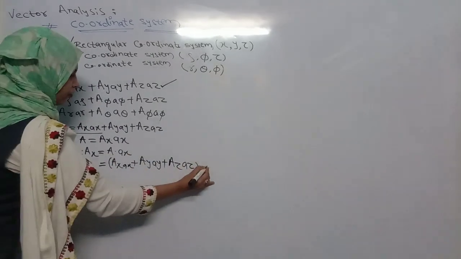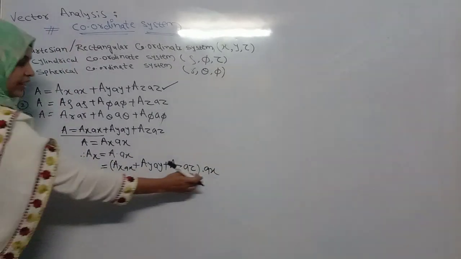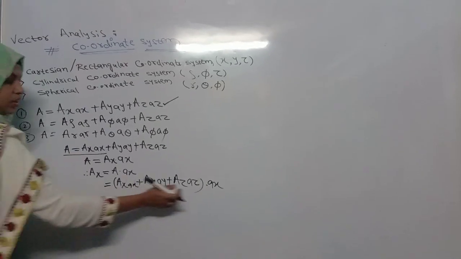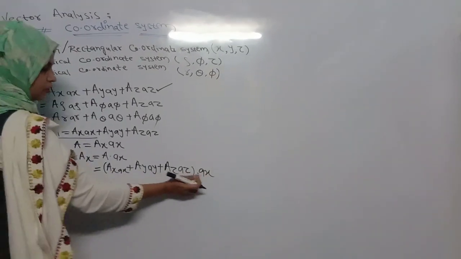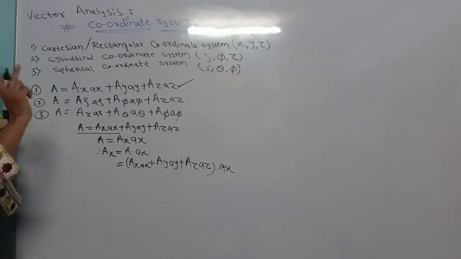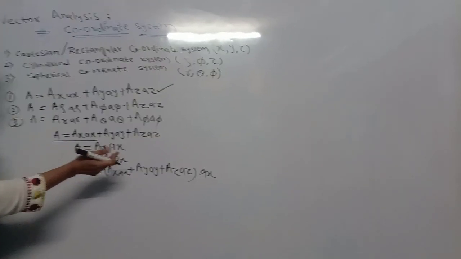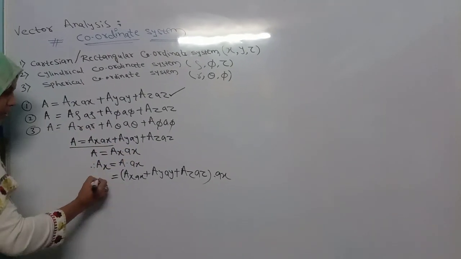Now dot of ax. So this A will multiply with ax, A will multiply with ay, and A will multiply with az. So that dot product is going on. Later on we will see what the effect of that will be. Okay, now come towards the second.